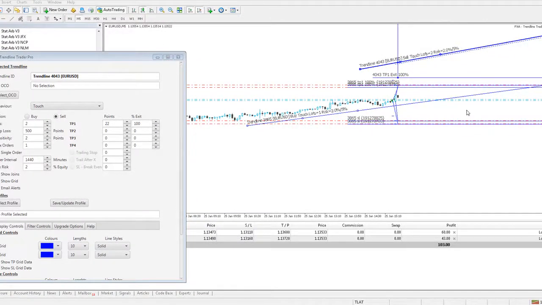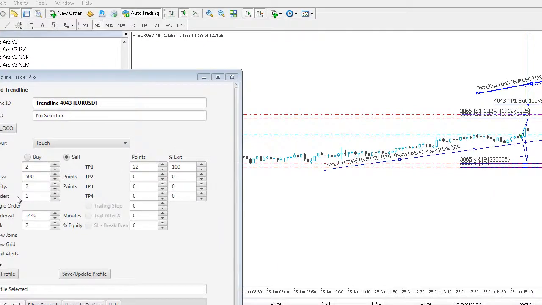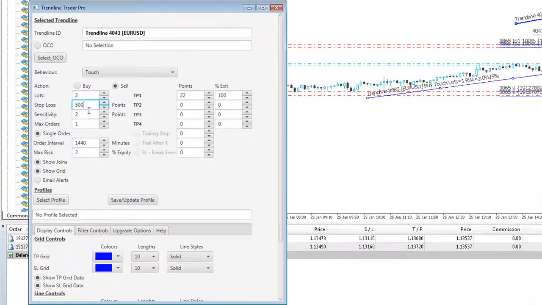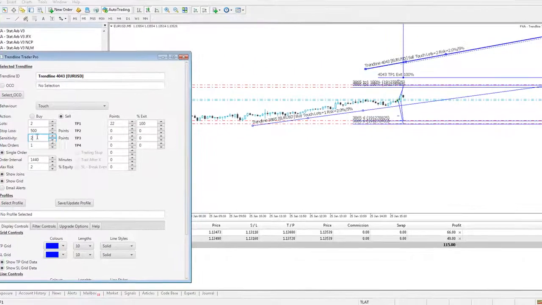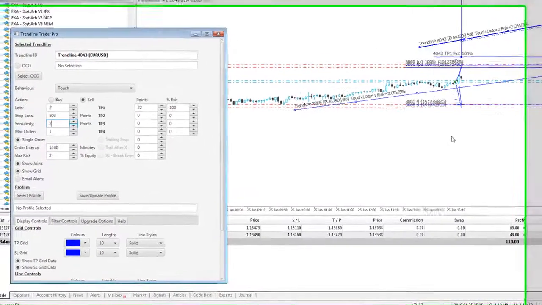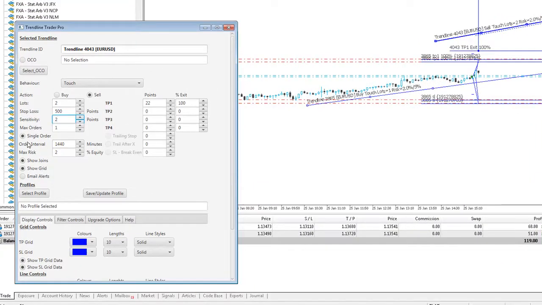So that's kind of it, really, guys. If you are struggling with testing the system out, bear in mind that sensitivity level and the stop loss. So stop loss should always be at least two times the sensitivity value plus one pip. Otherwise, you'll struggle to get things to behave as you think they should.